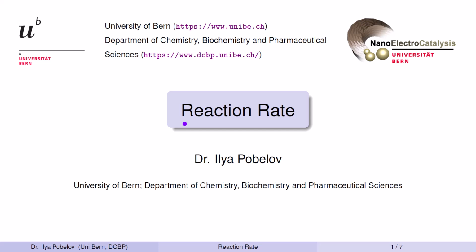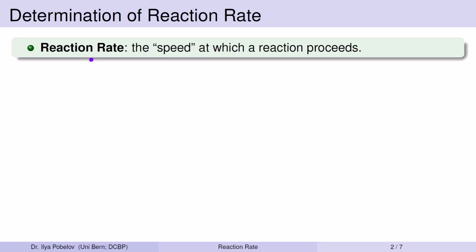In this module, we will discuss the reaction rate. The concept of reaction rate in chemical kinetics refers to the speed at which a reaction proceeds. Chemical kinetics examines reaction rates and the mechanisms behind them. Understanding the concept of the reaction rate is an important first step in the study of chemical kinetics.